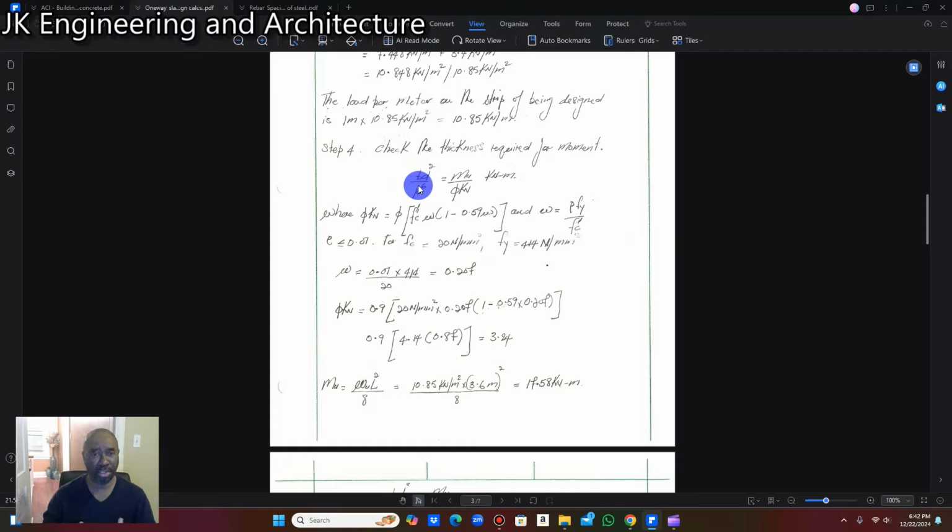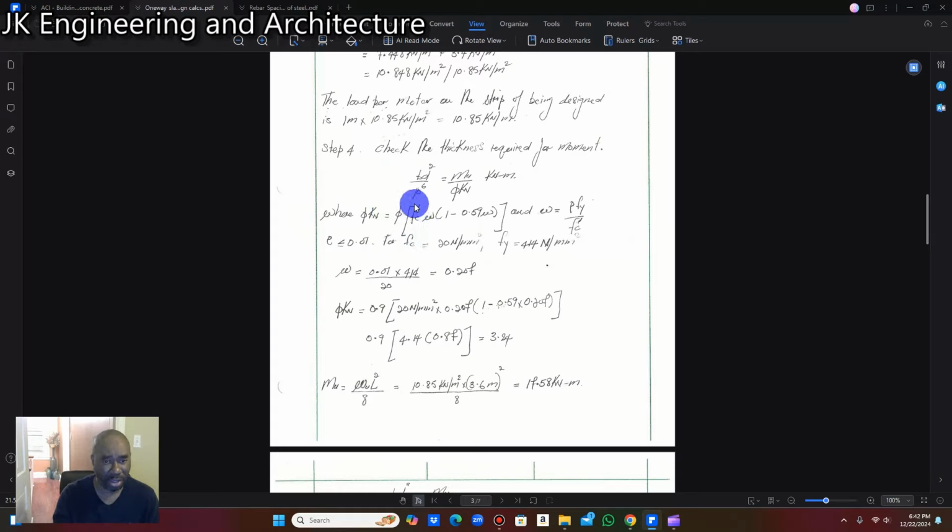If we want to carry it to newtons per millimeter, bringing kilonewtons to newtons is 1,000, that's 10 to the 3. And bringing meter to millimeter is also 10 to the 3. So 10 to the 3 plus 10 to the 3 gives 10 to the 6, and that's how we get 10 to the 6 here. Now we're going to work out Rn, so Rn is going to equal this formula here.